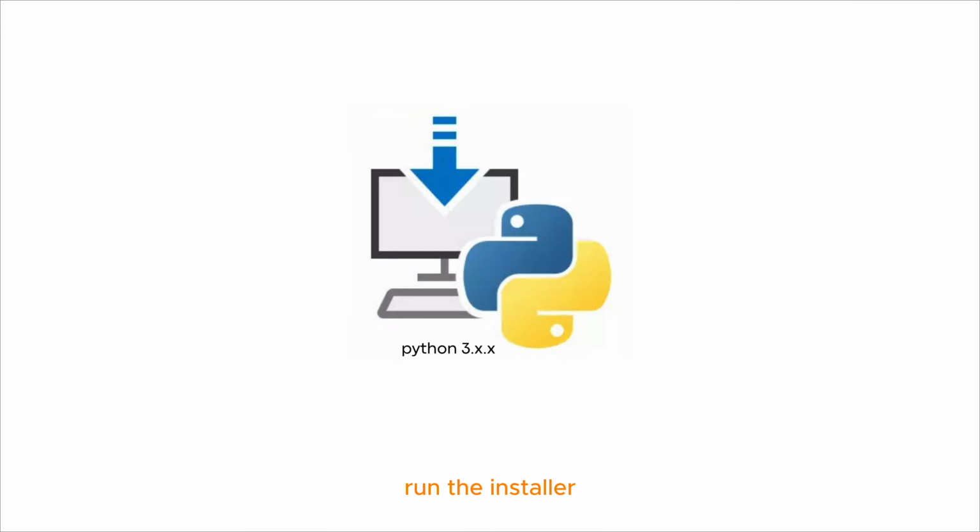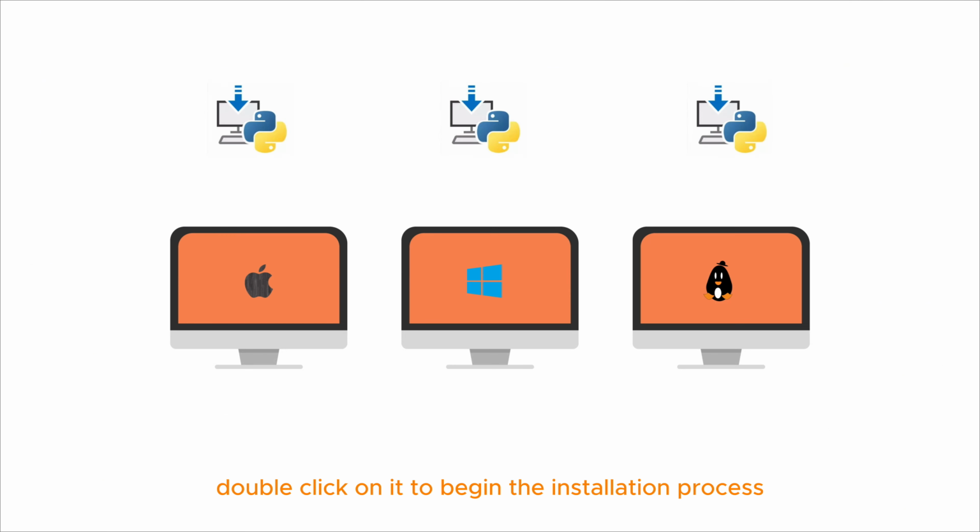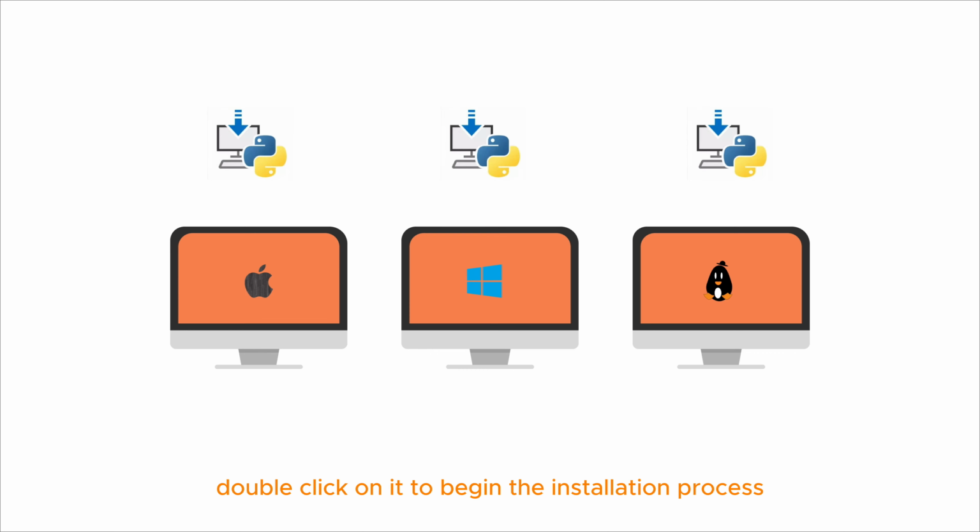Run the installer. Once the file has finished downloading, go to your Downloads folder and find the installer file. Double-click on it to begin the installation process.